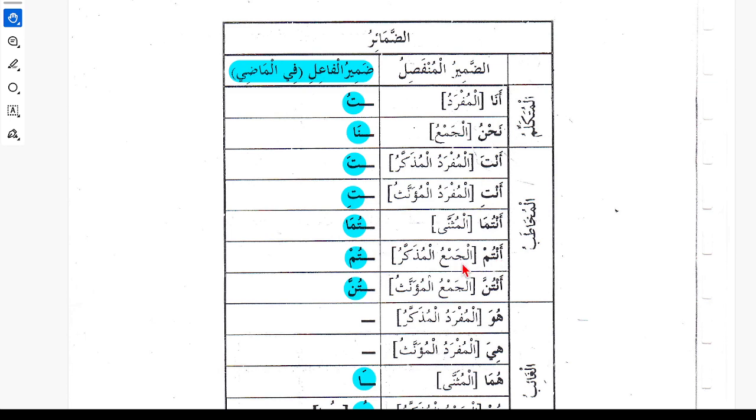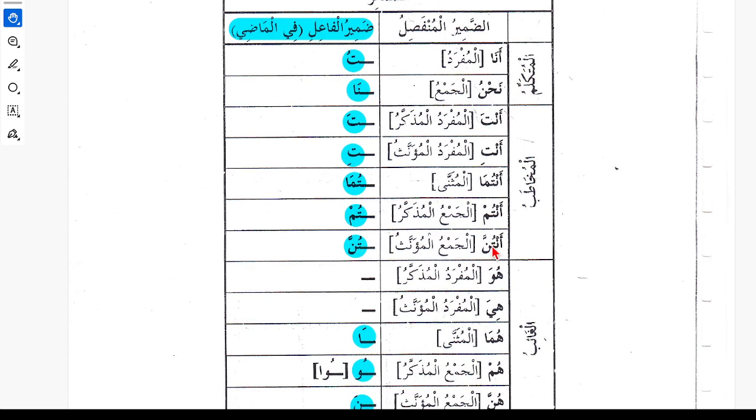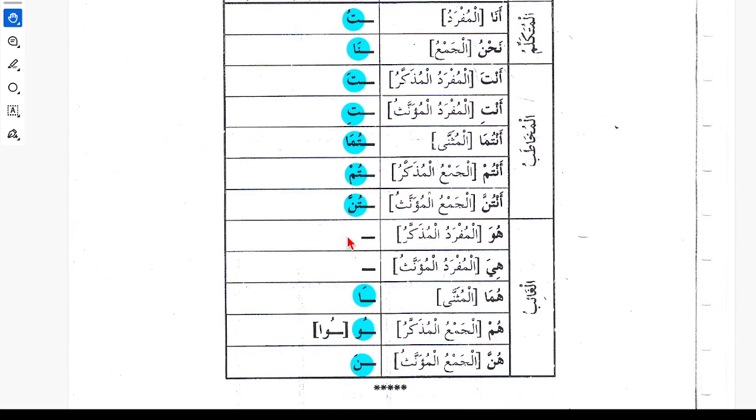Similarly, antum, which is jama muzakkar, the plural of the masculine. If I say dakhaltum, it means you entered. So tum means you all. Similarly, antunna, which is jama muannas. So if I say dakhaltunna, that means you all, feminine, entered, past tense.